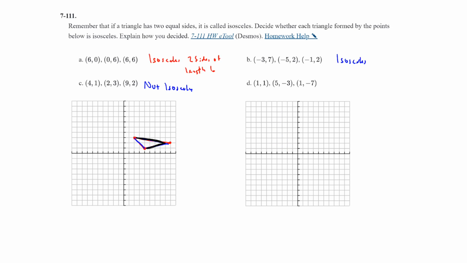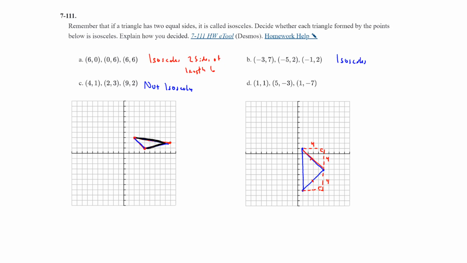Let me get rid of that. D, we have 1, 1, 5, negative 3, 1, negative 7. So here, here, and here. And so what we can do, if we're going to prove that this is isosceles, looking at it, it looks like this one and this one are the ones that would have to be the same. So if you draw in the right triangle that is formed with that length, you see this right angle and this right angle, this has a length of 4, this has a length of 4, so then you could find that hypotenuse.